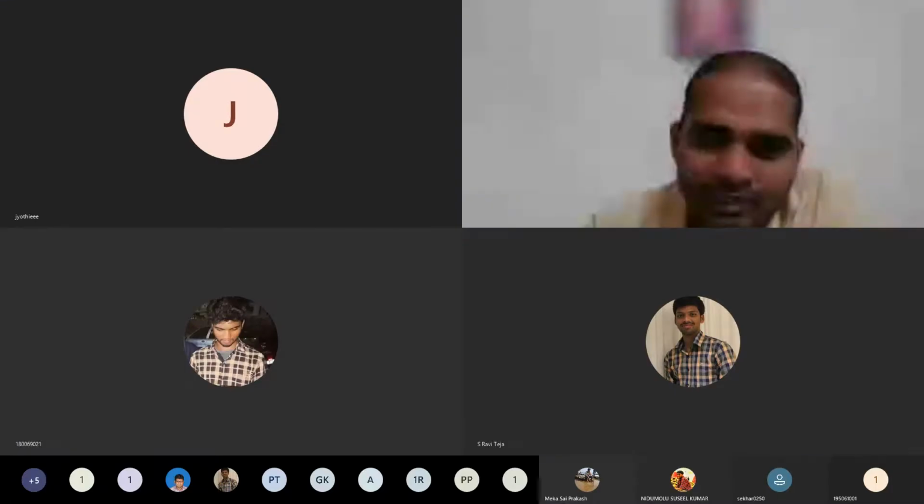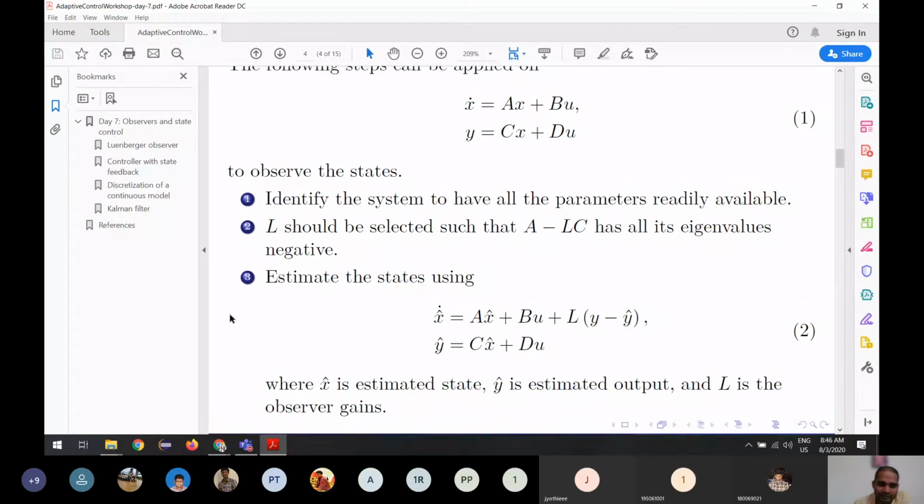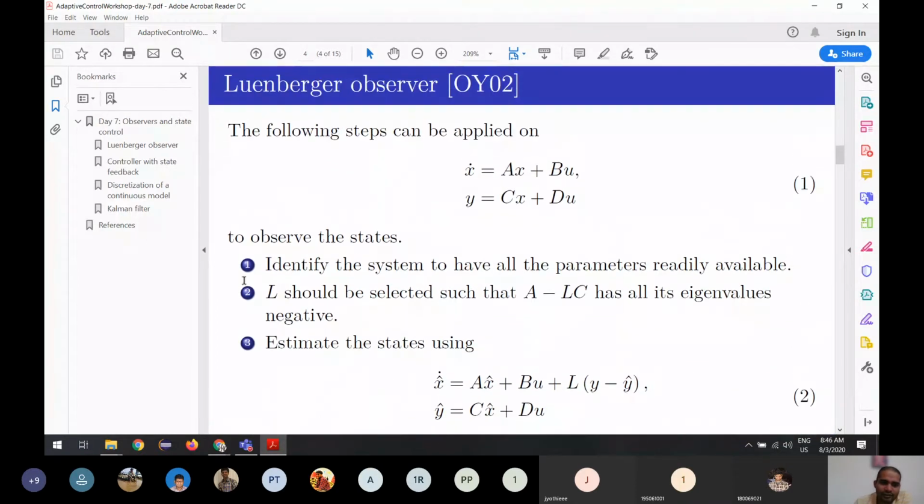Real state value. So this is the estimated state and this is the real state. The both will be the same if and only if you use L properly. What is the proper way to select L, with A minus LC having all eigenvalues negative? So this is how we design an observer, and this type of observer design is called Luenberger observer.